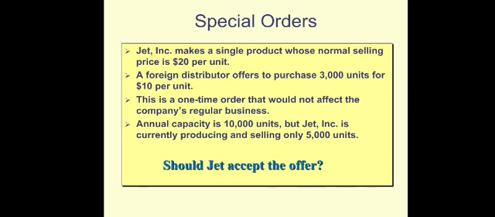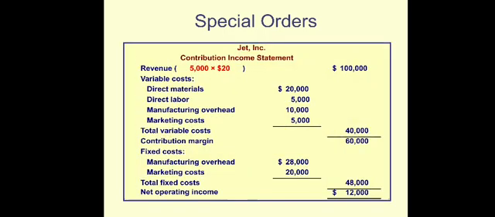If you look at it without doing the analysis, you will see that the normal selling price for the product is $20 per unit. The special order requested by the foreign distributor is $10 per unit. So if you do not do analysis, you will say that the company cannot accept the special order because the requested price is very cheap, $10 only. The normal price is 20. So let's do the analysis first, and then you can make a good decision.